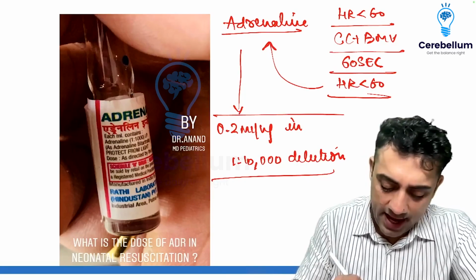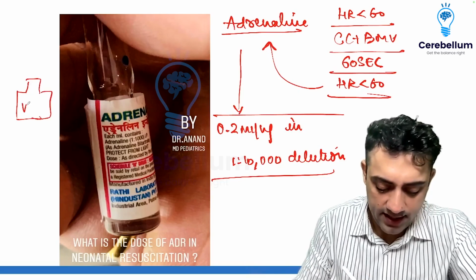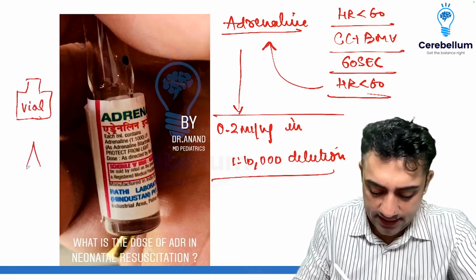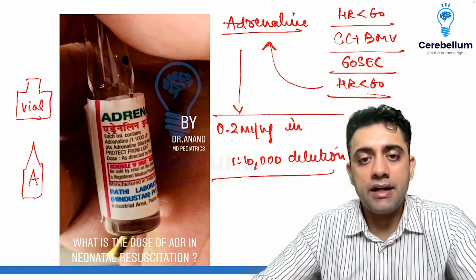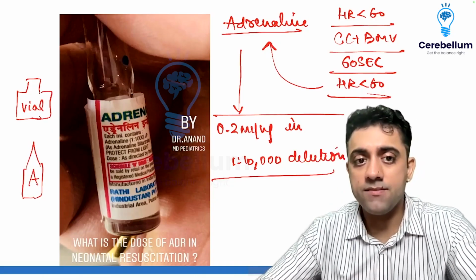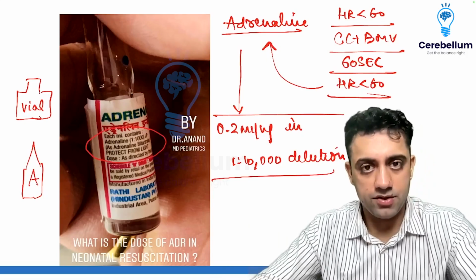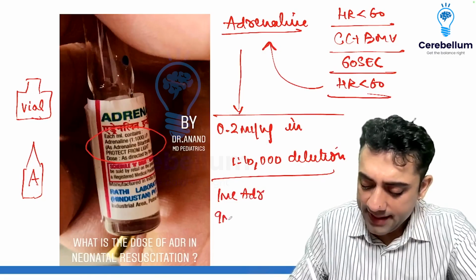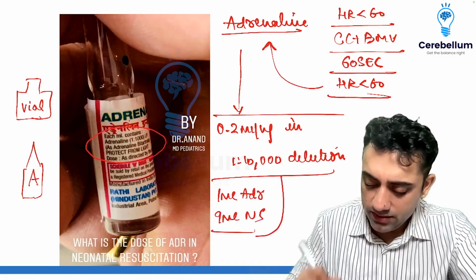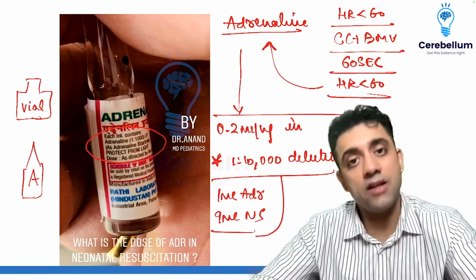As you can see, this is an ampule, and something like this is a vial. Remember, this is an ampule, and this adrenaline ampule comes in 1 is to 1000 dilution. It's written over here, 1 is to 1000 dilution. So you take 1 ml of adrenaline and 9 ml of normal saline. Now this becomes 10 times dilute. This is known as 1 is to 10,000 dilution.